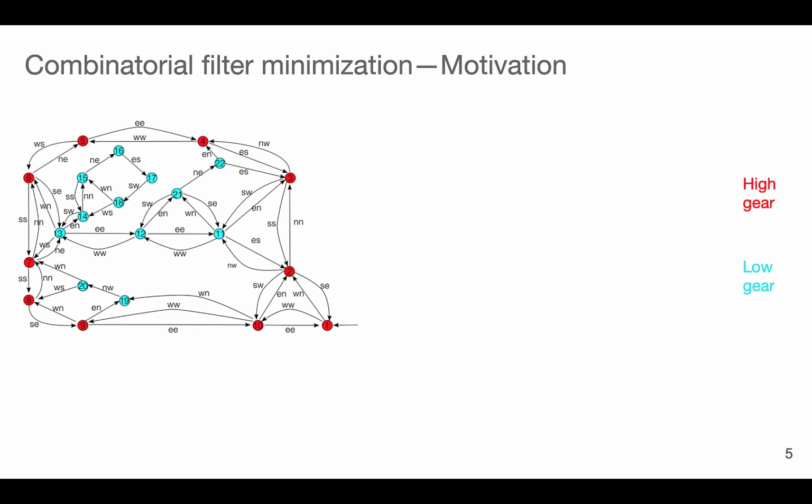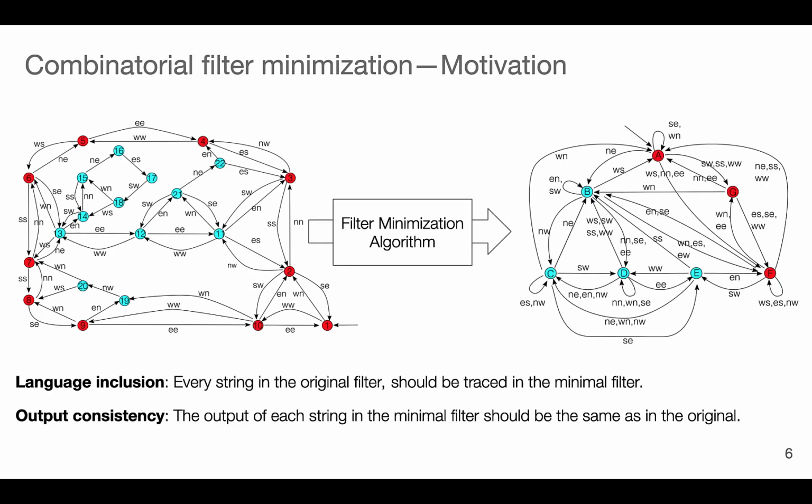Notice that this filter is not state efficient because it creates a state for every possible location, which may not be necessary. We are interested in finding a filter with the fewest number of states, such that it has the same functionality. The functionality is defined as the following two properties. The first property is language inclusion. It requires that every input string that can be traced in the original filter should also be able to be traced in the minimizer. The second property is about the output of the string. It requires that the output of the strings in the minimizer should be the same as their original output. We say a filter output simulates the original filter if it satisfies these two properties.